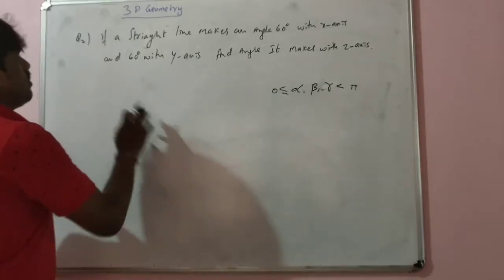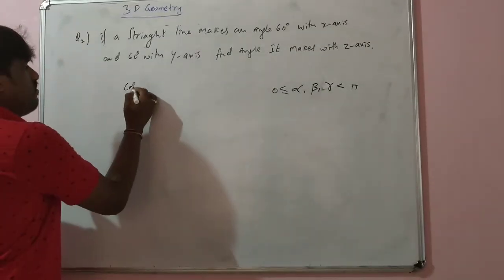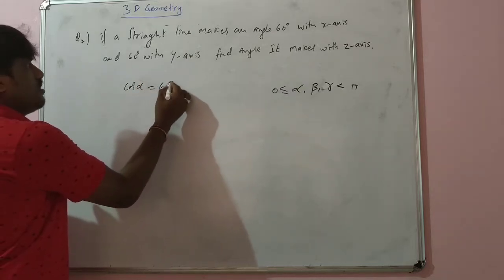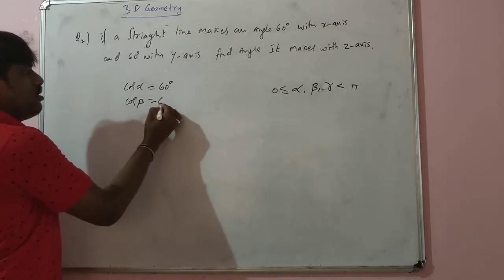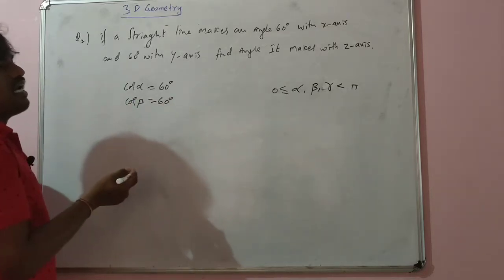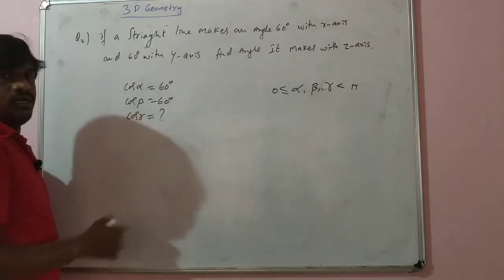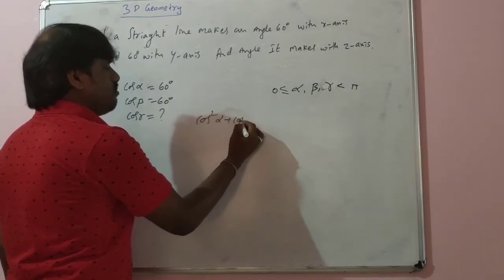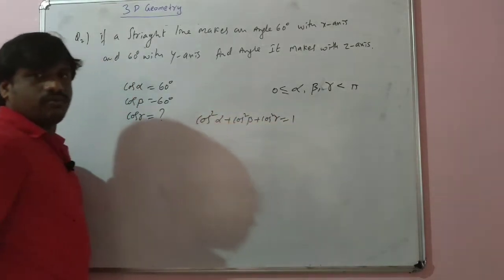So if a straight line makes an angle of 60 degrees with the x-axis, this is cos alpha. With the y-axis it is cos beta, which is 60 degrees. What is the angle made with the z-axis? That is cos gamma, which we are asked to find. Just now I explained that cos square alpha plus cos square beta plus cos square gamma is equal to 1.